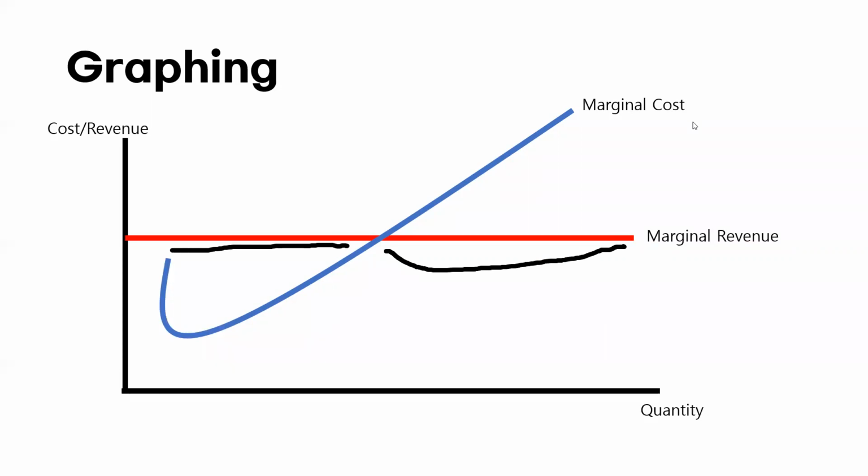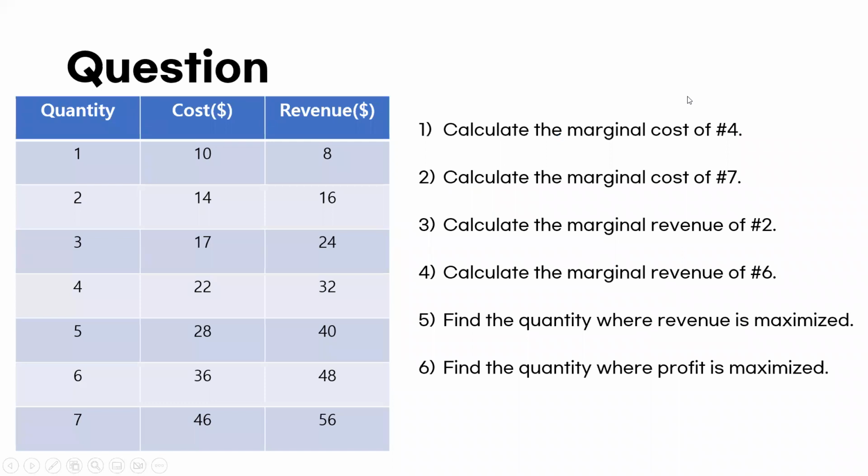Now, let's take a look at this question. At the left side, there is a table about the total cost and revenue for each quantity produced. At the right side, there are the questions. Question 1 asks us to calculate the marginal cost, or MC, of quantity 4. At the quantity of 3, the total cost is $17, and at the quantity of 4, the total cost is $22. Subtract 17 from 22, and we find 5. So in this case, the answer will be 5.